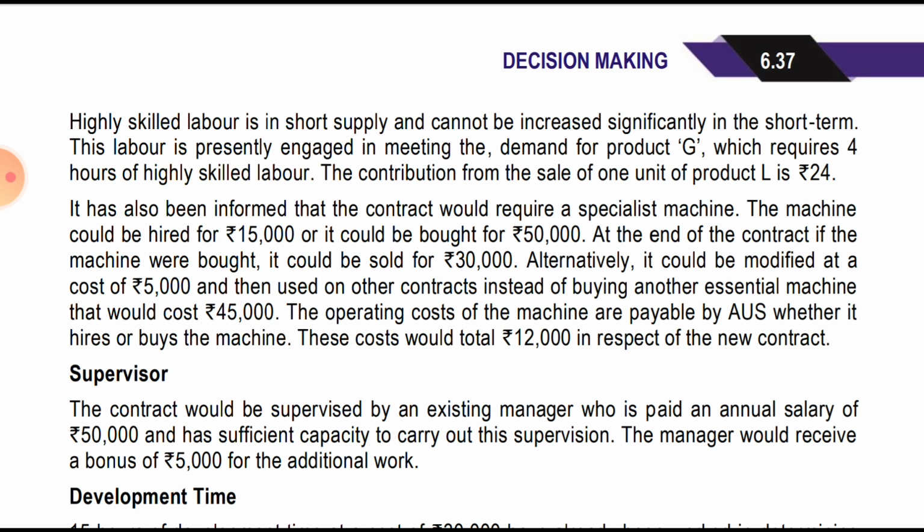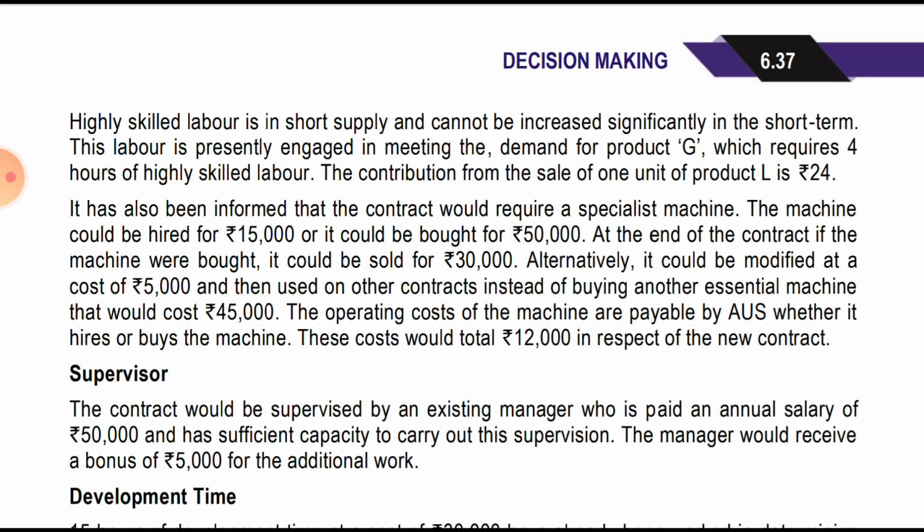So in this there are three alternatives. First is 15,000 cost, higher cost. Second cost is 50,000 minus 30,000, that is 20,000. And third, alternatively it can be modified at a cost of 5,000. That is, first we will purchase at 50 plus modify by incurring an additional 5, which will amount to a total cost of 55,000, and then use it on the other contract instead of buying another essential machinery that would cost 45,000.